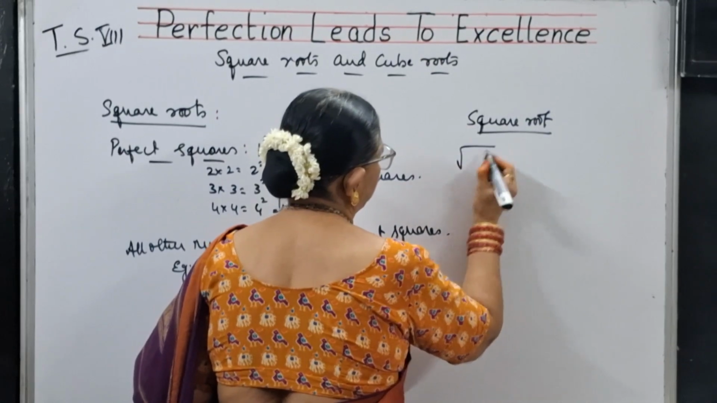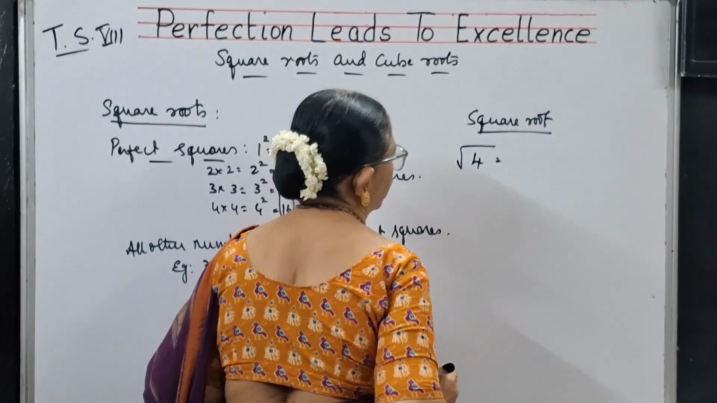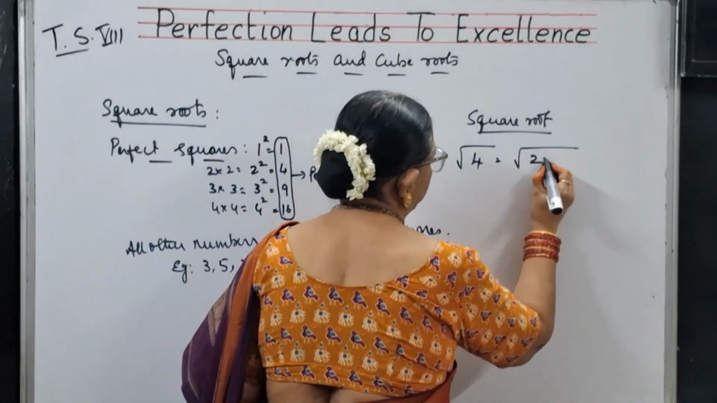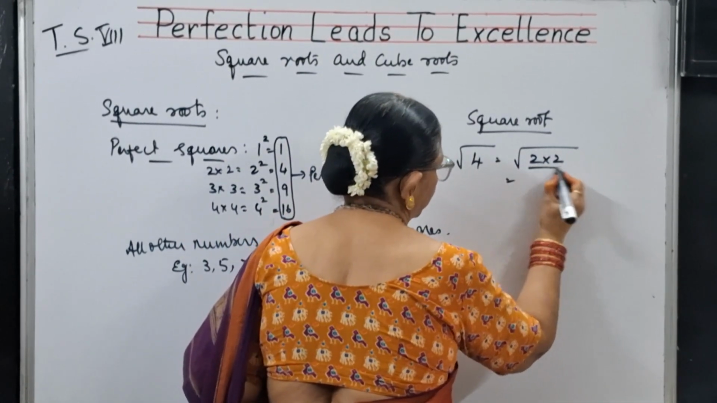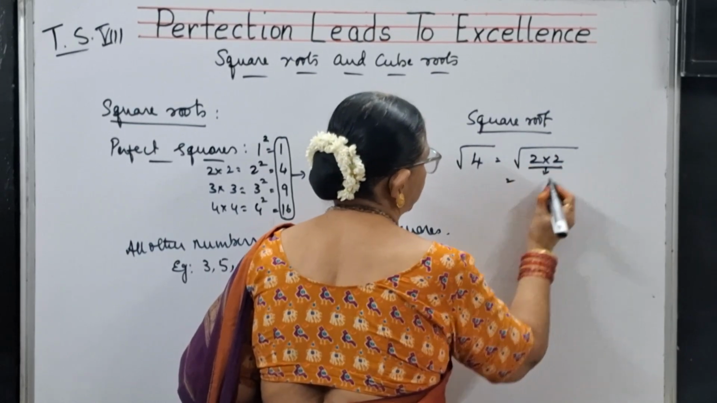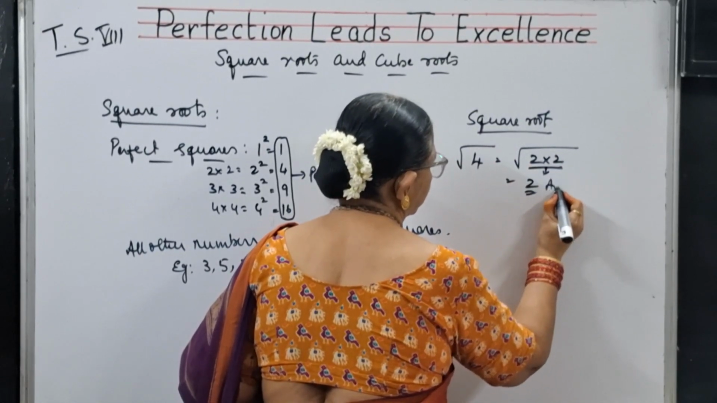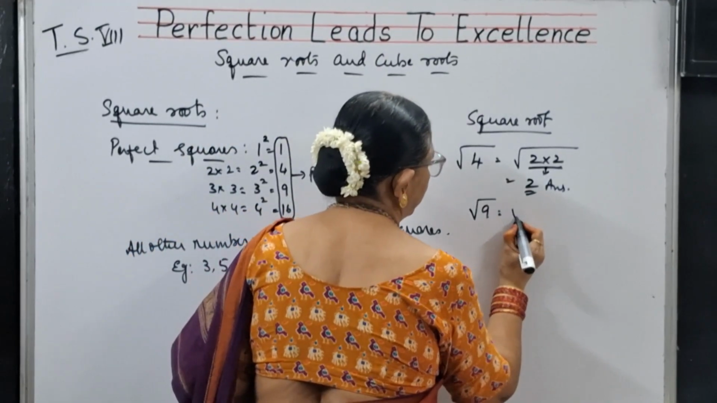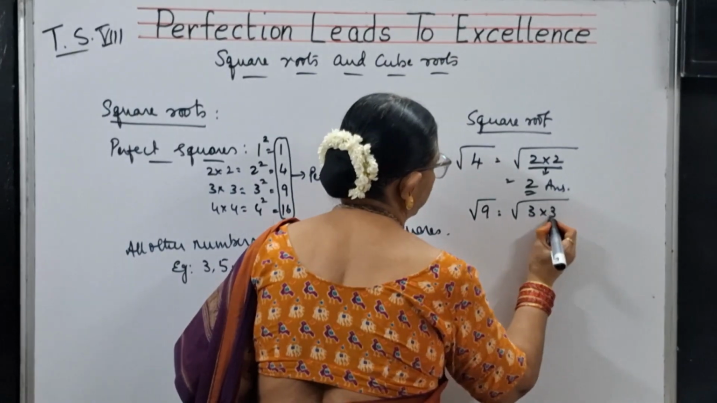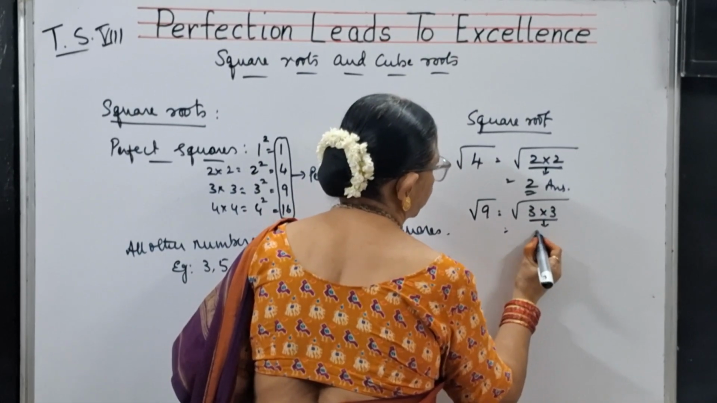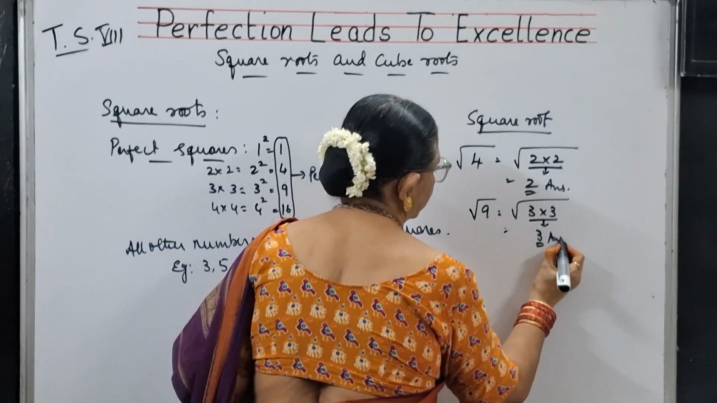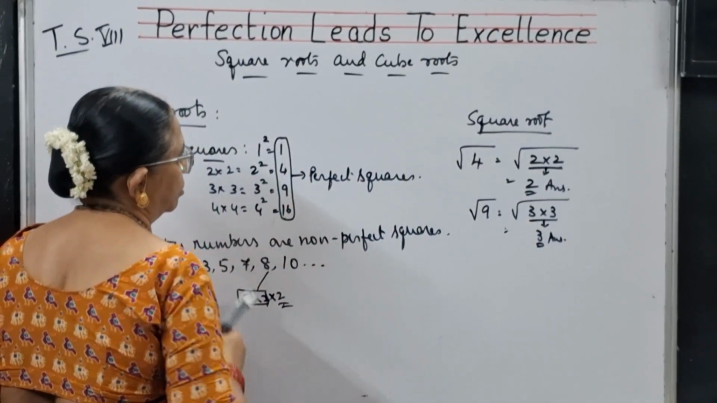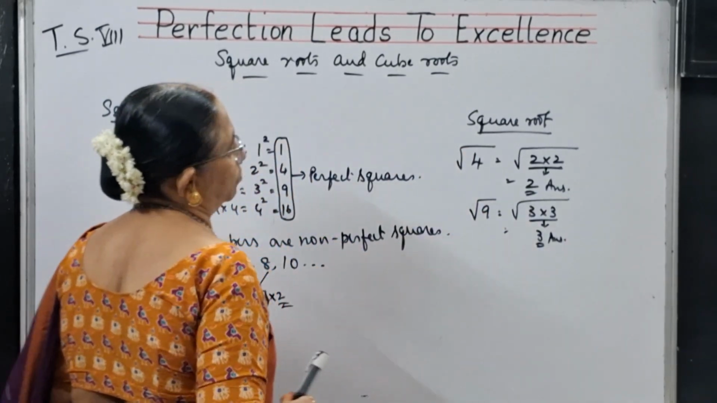Square root is indicated like this. So square root of 4. How will you find out square root of 4? Root of 4 can be written as root of 2 into 2. So these two you can take out without root. 2 is the answer. So root 9. Root 9 can be written as root 3 into 3. That means instead of two values, one 3 comes out. This is the answer for it. So, see, these all are perfect square numbers. These are the square roots of those numbers.